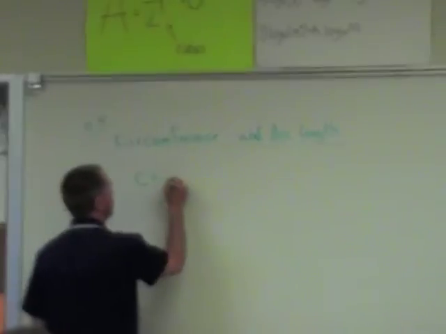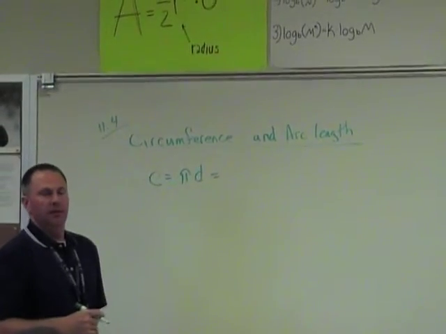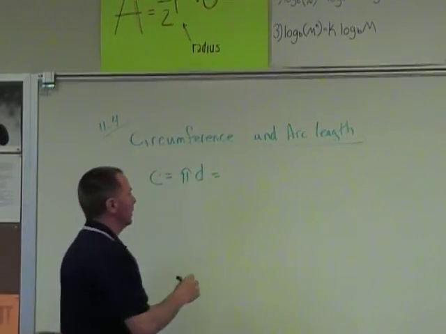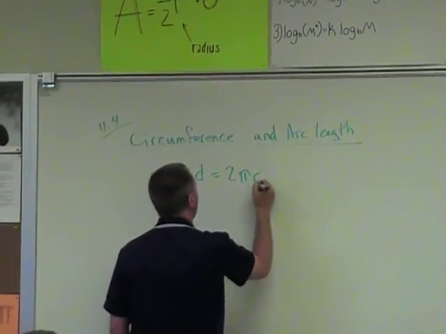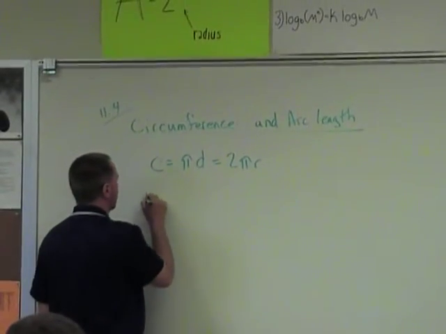Circumference and arc length. Who can tell me what the formula for circumference is? Pi times diameter. In this case, the diameter is 2 times the radius, isn't it? Yes. So we're going to actually use 2 pi r. I don't care if you use pi times diameter as well. Okay, but talking about arc length.